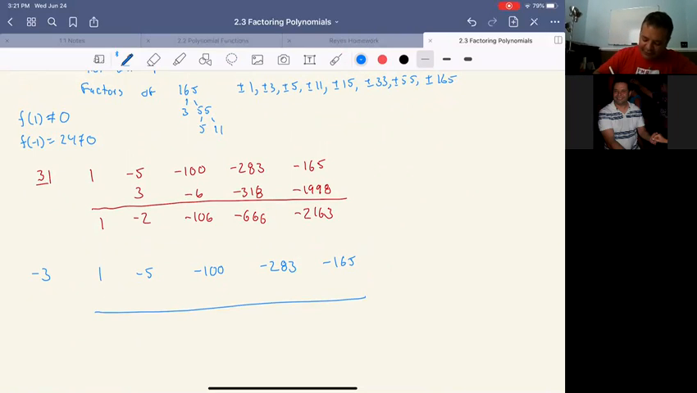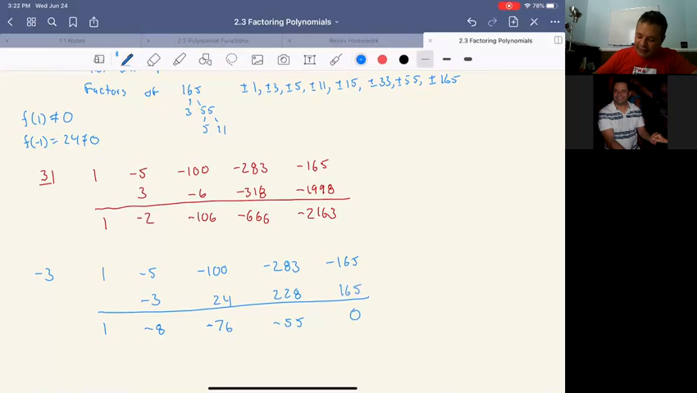All right. So 1 comes down. 1 times negative 3 is negative 3. Negative 5 and negative 3 is negative 8. Negative 3 times negative 8 is 24. Negative 100 plus 24 is negative 76. Times negative 3 is going to be 228. Negative 55. Look at that. When we multiply negative 3 times negative 55, we get 165 and we get 0. So yay, this one's a good one.